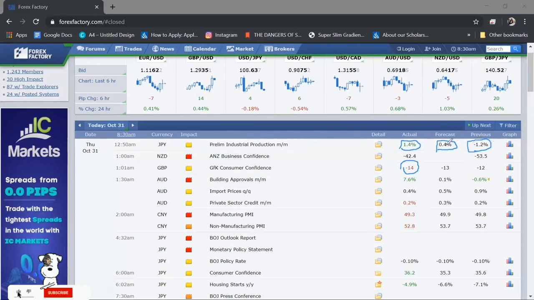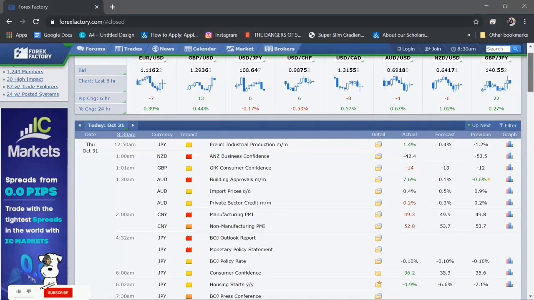Forecast is what they are predicting would happen, while actual is what really happened. This is what you are focusing your attention on. Even them, they don't know what the actual will be. So that is why you see actual does not come out until the news event is released.